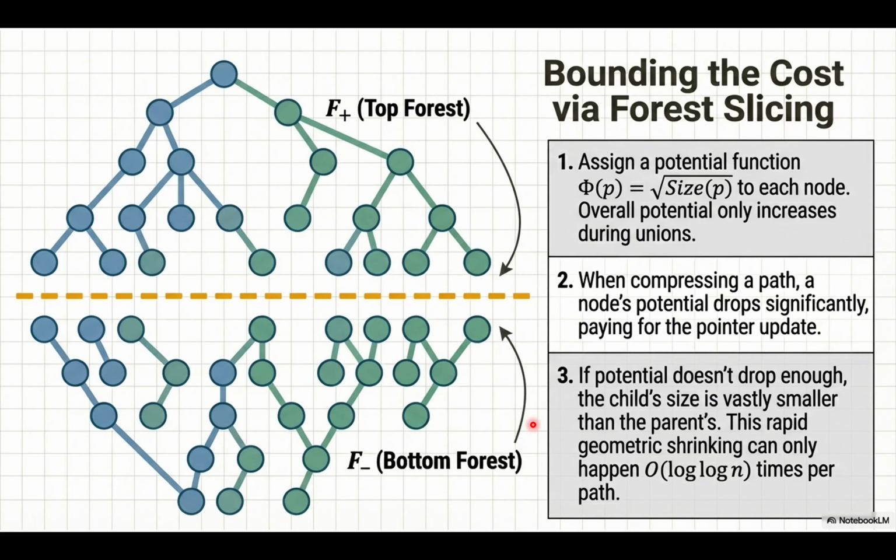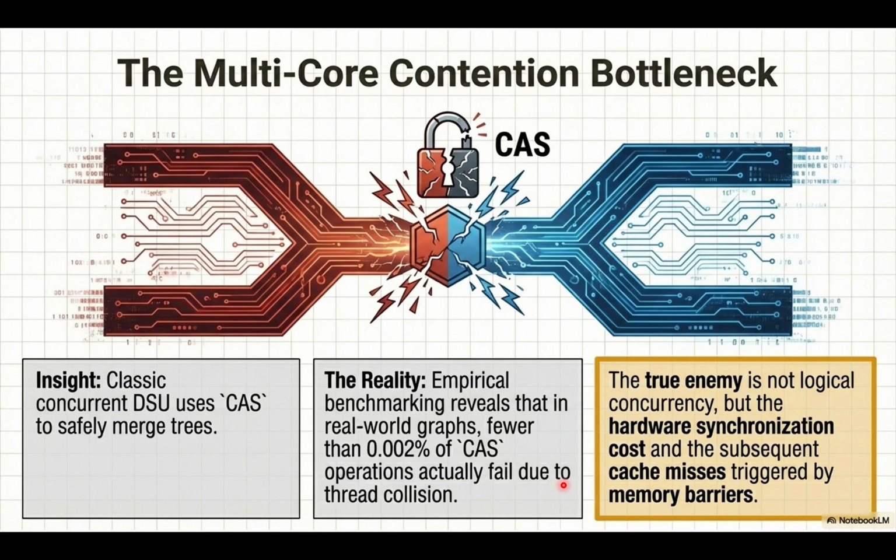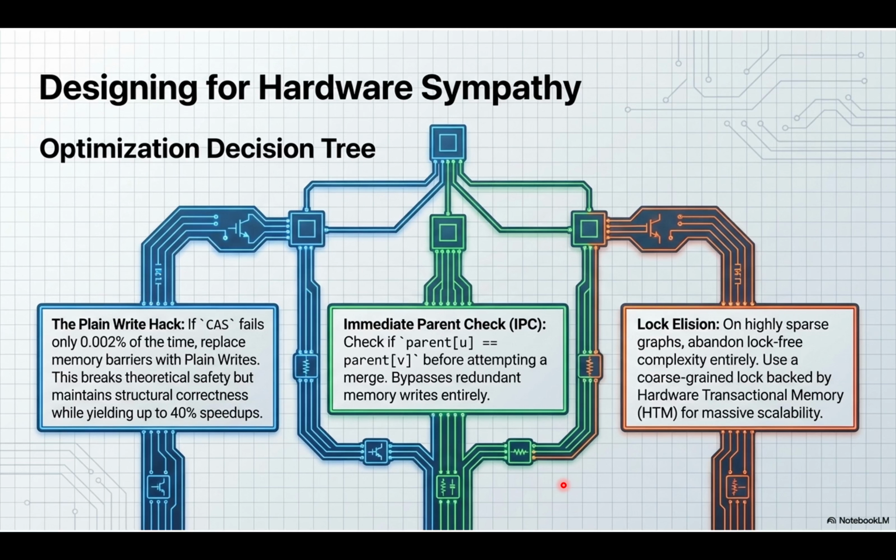Through this forest slicing logic, Tarjan definitively proved the upper bound of the algorithm. The math was completely airtight. Okay, which brings me to my major point of confusion today. Let's hear it. If Tarjan solved this in 1975, and we achieved near constant time operations, even for universes worth of data, aren't we done?